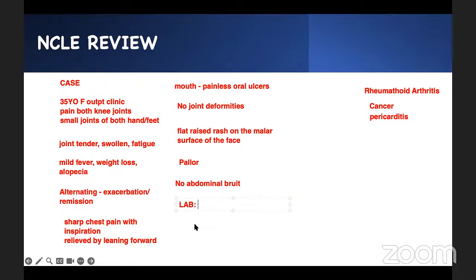Based on what I've given you, if I said, okay, now let's do lab work, what kind of lab would you want to order? Let's get some CBC. We get some BMP. We get some UA. Somebody says, let's get an EKG. Sure. EKG is a study, okay? It's not lab work, but we'll order EKG.